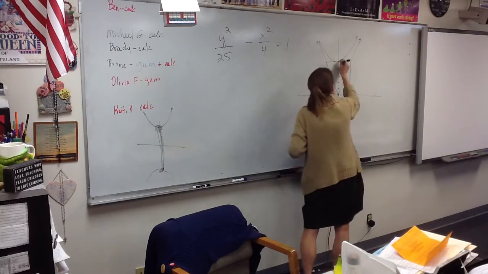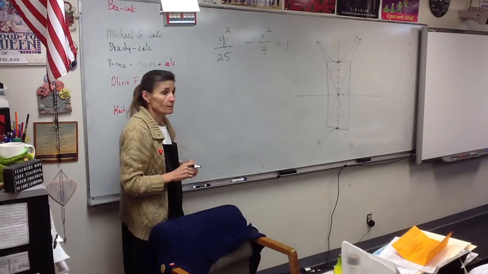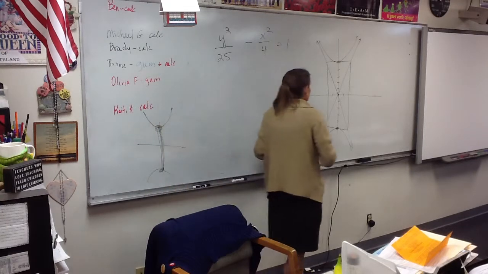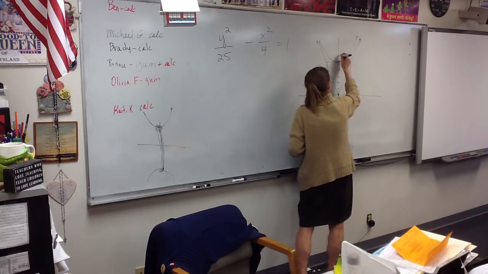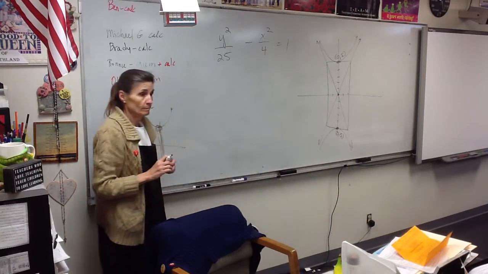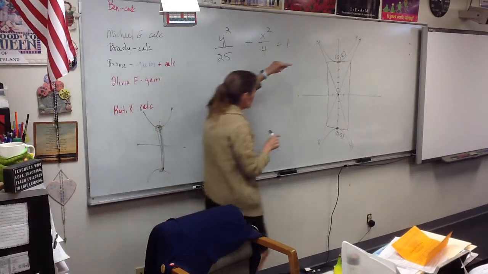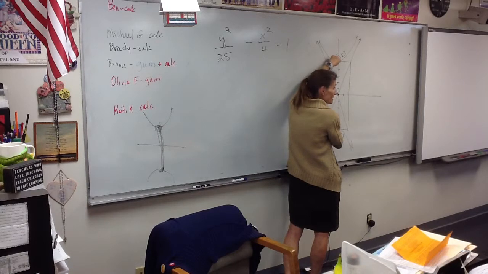So these two black points are the vertices. What are their coordinates? 0, -5, and 0, 5. Now, because those are the vertices, this is your transverse axis. How long is your transverse axis? 10.